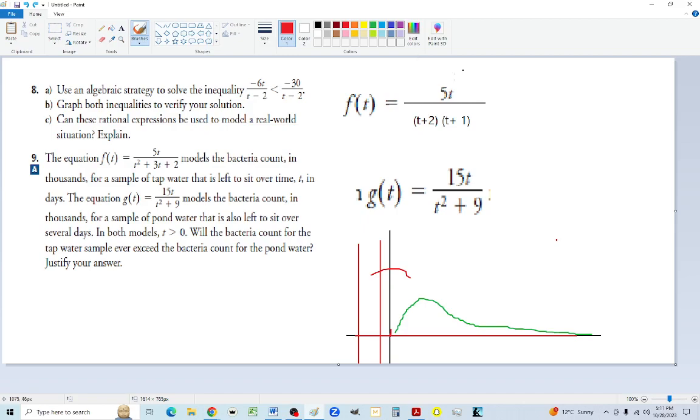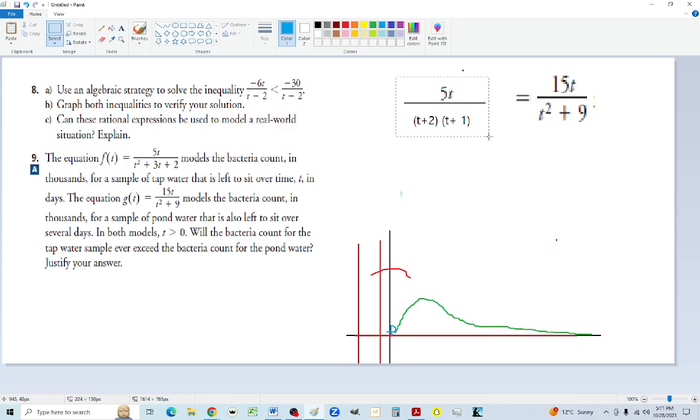So let's take 0. So 0 over whatever. So it's also going to start at 0, comma 0. We'll do blue. And let's take 1. We get 5 over 3 times 2, 5, 1. So there's going to be less here, and then it's going to decline. You only have to see if the tap water will ever cross the pond water. So we can make it equal to one another to see if they ever cross.